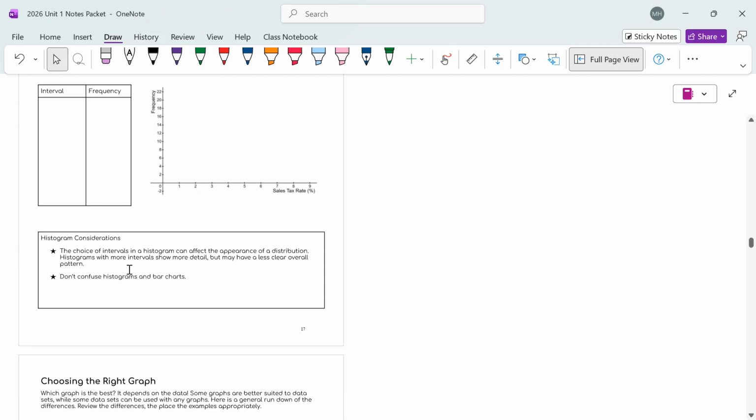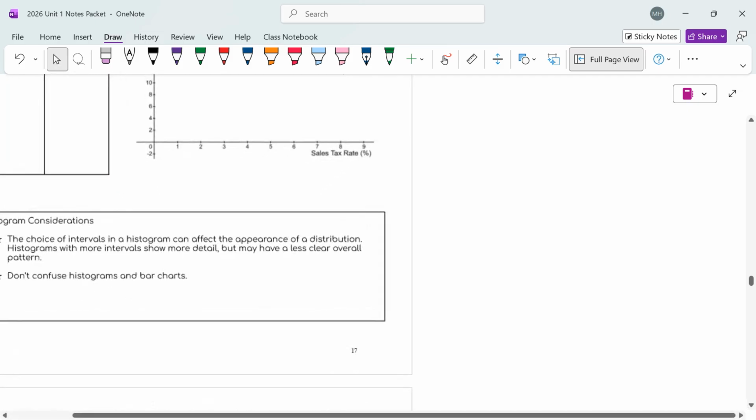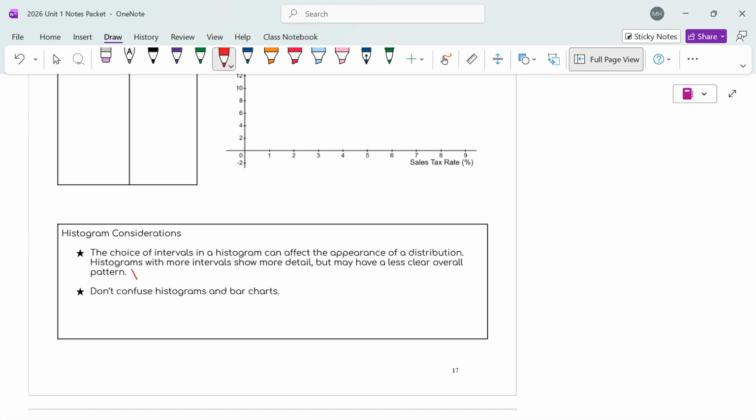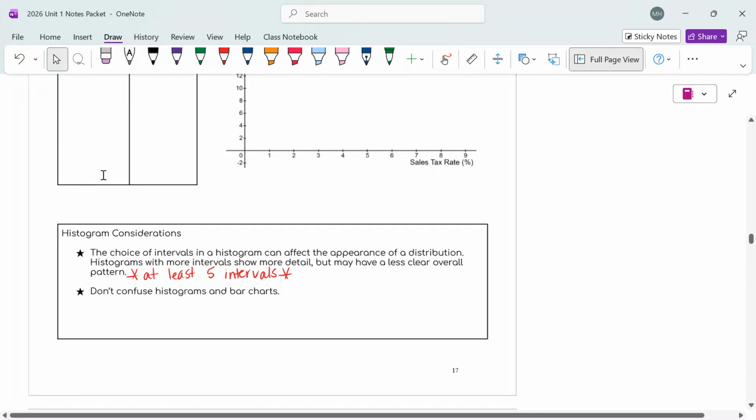Some considerations: the choice of intervals in your histogram can affect the appearance of the distribution, so it can look like some bars are taller if you don't have very many stems. But a good rule of thumb is you want to have at least 5 intervals, so that you can get a good feel for the shape when you're making them.